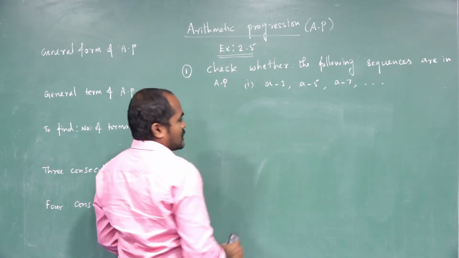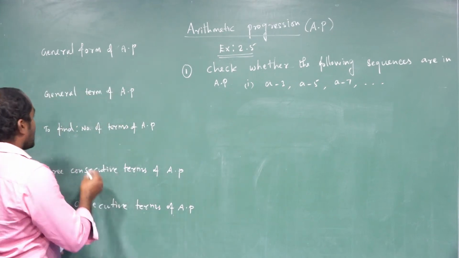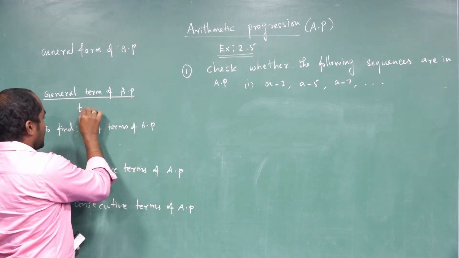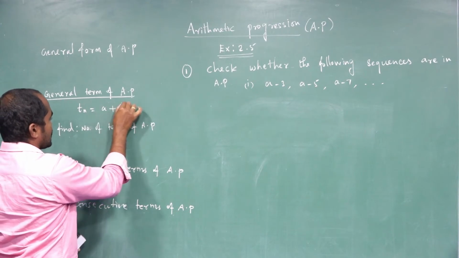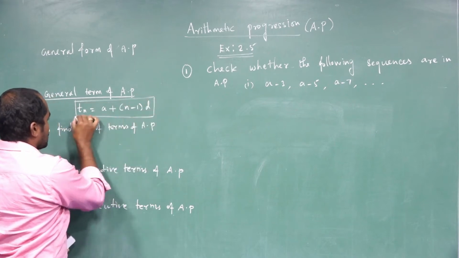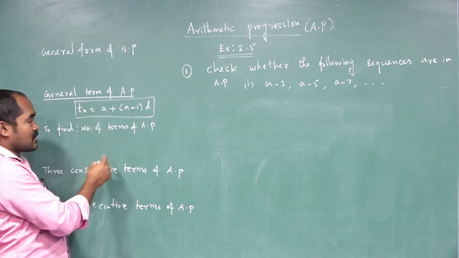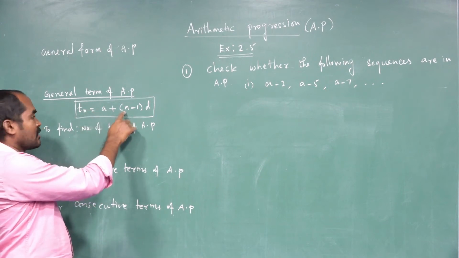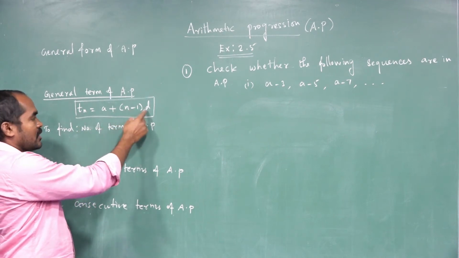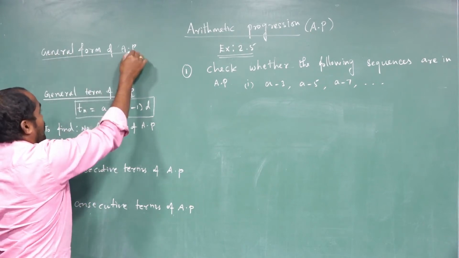Every sequence has an nth term. So what is the nth term of an arithmetic progression? The nth term means the general term of an arithmetic progression. Tn is equal to a plus (n minus 1) into d. This is the general term of an arithmetic progression. For the first term, substitute 1 for n: T1 is a plus (1 minus 1), which becomes 0, and 0 into d is 0. So T1 is a.